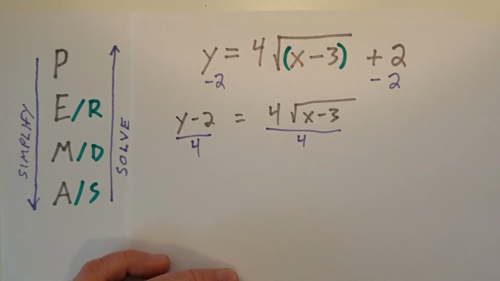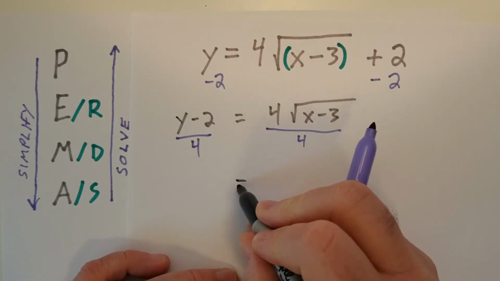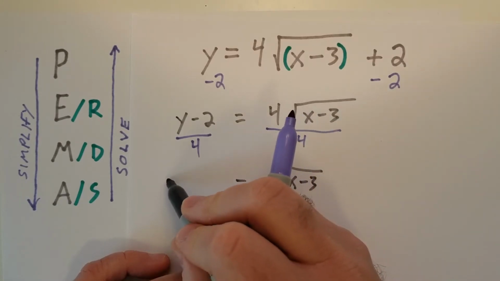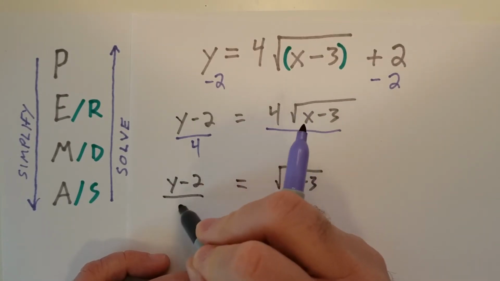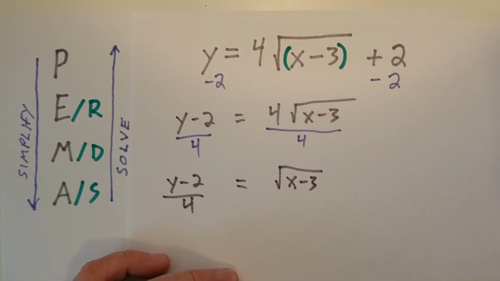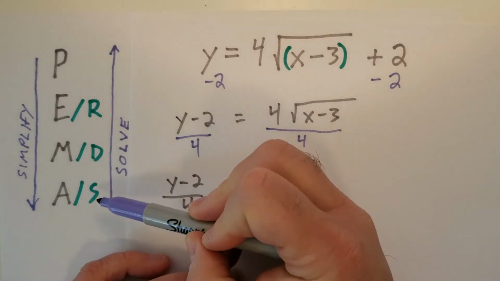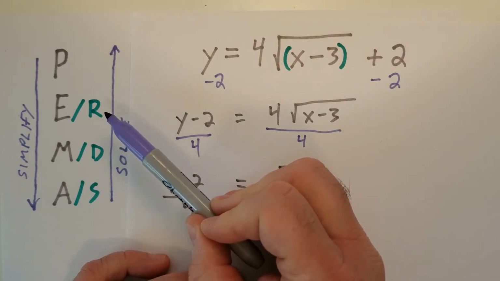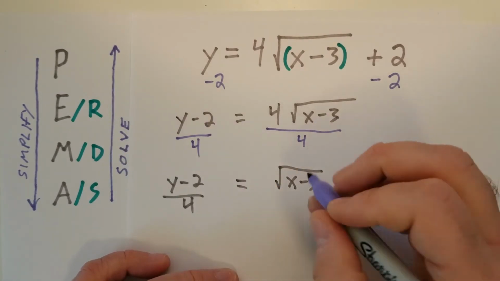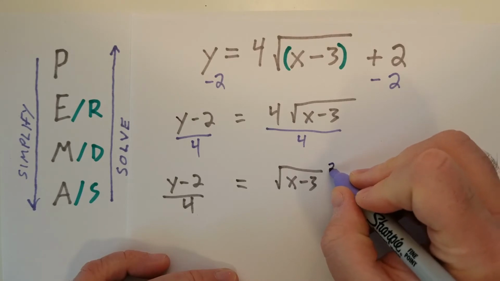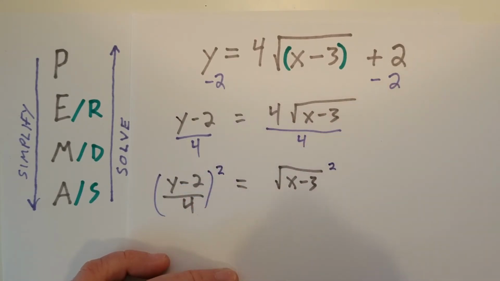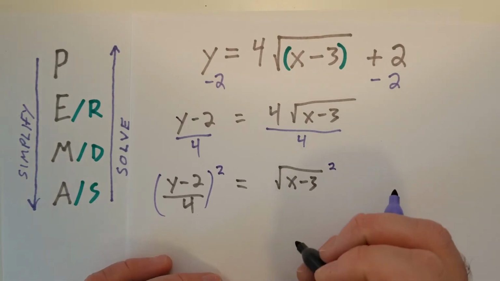So what we can do is we can just say that what's left is square root of x minus 3. Now the weakest operation left, we got rid of addition and subtraction, we got rid of multiplication and division, we're looking to get rid of exponents and roots now. The square root is undone with the second power, and we're doing it to this entire side. We're always doing something to the entire side.